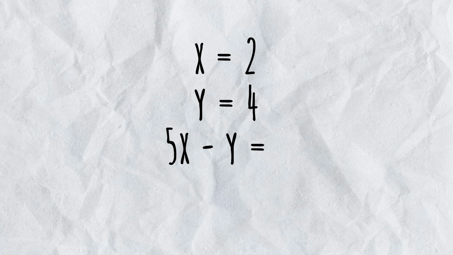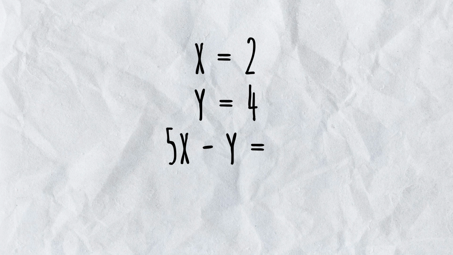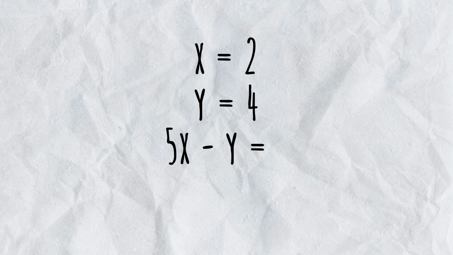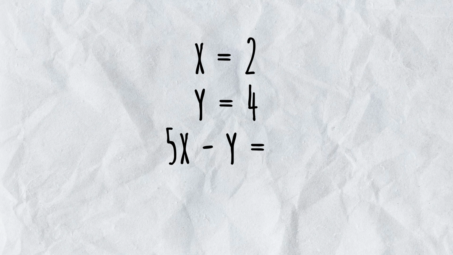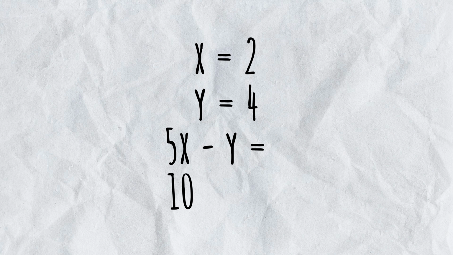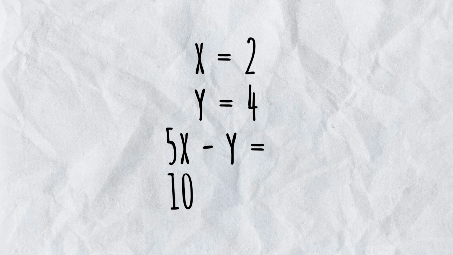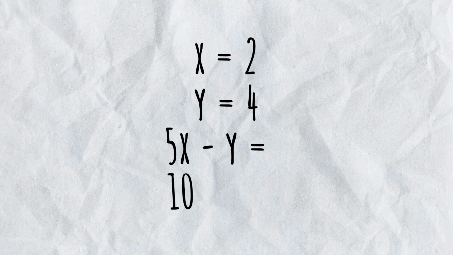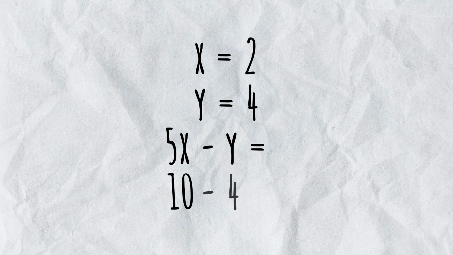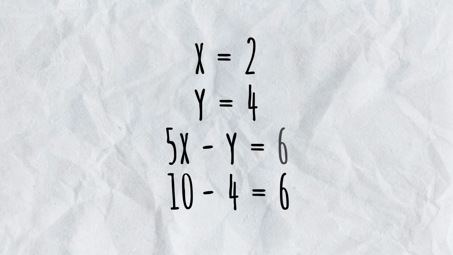So let's look at the x's for this equation first of all. So we know that x equals 2 and we've got 5 of them. So we need to do 2 times 5, which gets us 10. However, we've still got the y and it says minus y. And we know that y equals 4, so we just simply need to do 10 take away 4, which gets us 6, and that'll be our final answer.